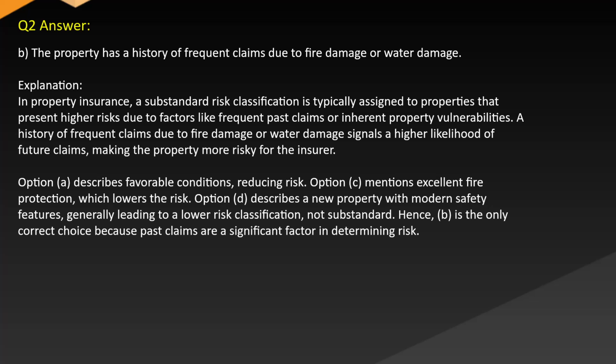Option A describes favorable conditions, reducing risk. Option C mentions excellent fire protection, which lowers the risk. Option D describes a new property with modern safety features, generally leading to a low risk classification, not substandard. Hence, B is the only correct choice because past claims are a significant factor in determining risk.